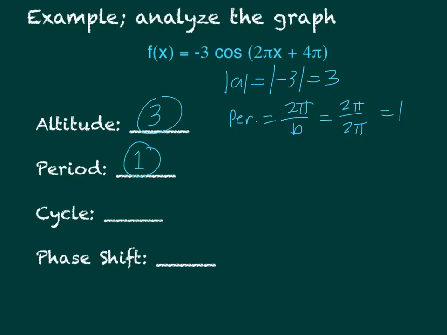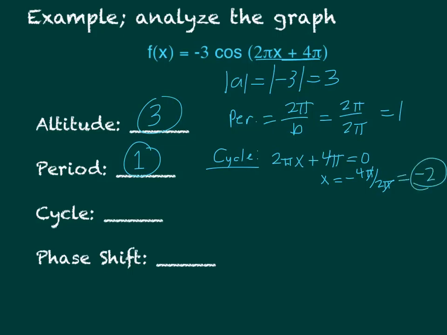To find my cycle, that is an interval. So I'm going to set whatever's inside equal to 0 and equal to 2 pi. So 2 pi x plus 4 pi equals 0. So I'm going to subtract the 4 pi and then divide by 2 pi. So I have x equals -4 pi divided by 2 pi. Pi's cancel. 4 divided by 2 is 2, equals -2. So that is the beginning of my cycle, at -2.